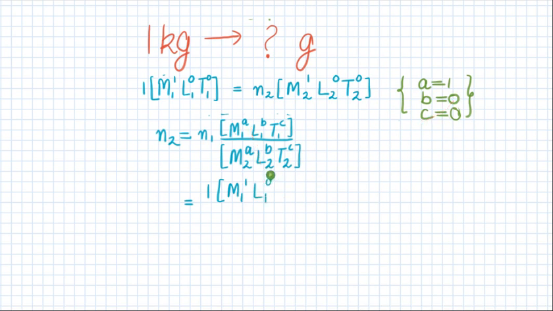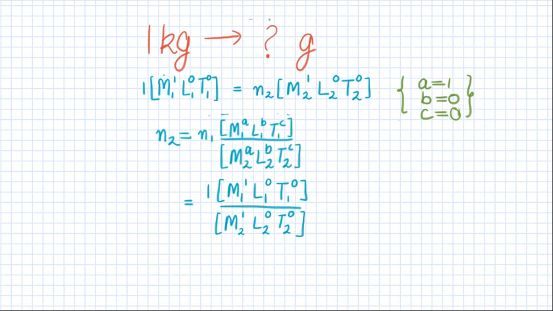Similarly, your T1. T1 to the power C. C is how much? 0. So write down here T1 to the power 0. Okay, similarly, you can write for the denominator as well. You can write M2 to the power 1, L2 to the power 0, T2 to the power 0.